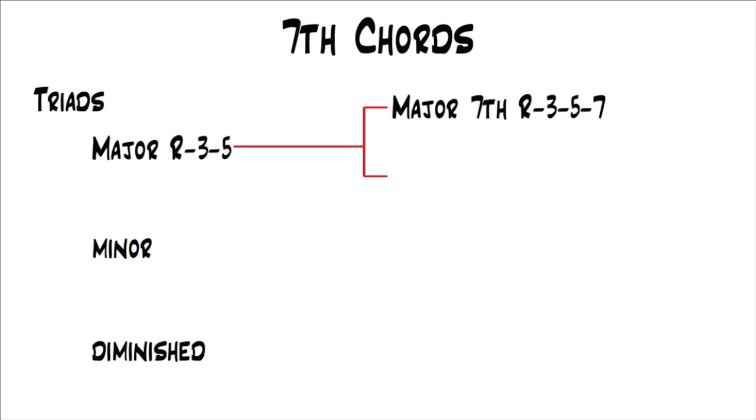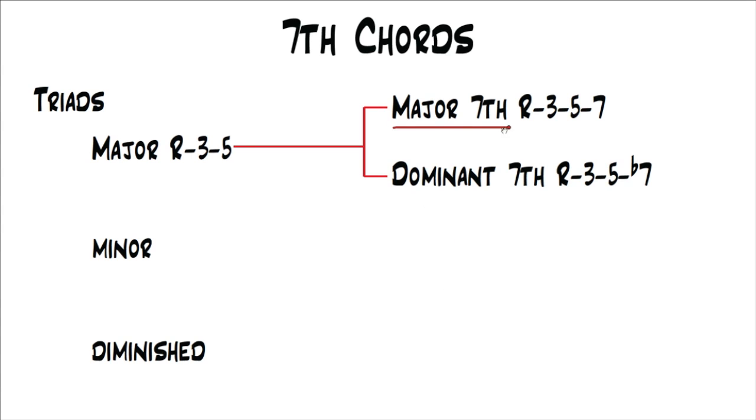The next major chord we're going to get building on the major triad is a dominant 7th chord. And a dominant 7th chord is a root, major third, perfect 5th, minor 7th. And as you can see, the only difference between a major 7th chord and a dominant 7th chord is that a major 7th chord has a major 7th and a dominant 7th chord has a minor 7th. But they're both built on the major triad, so they're both major chords.